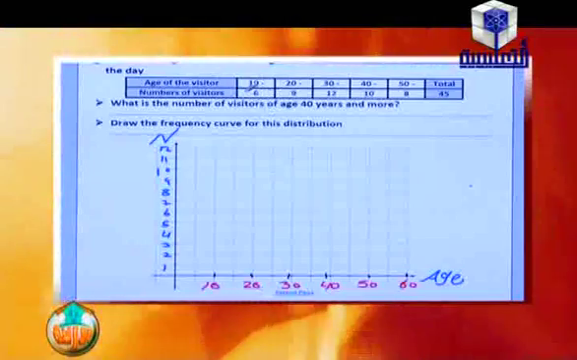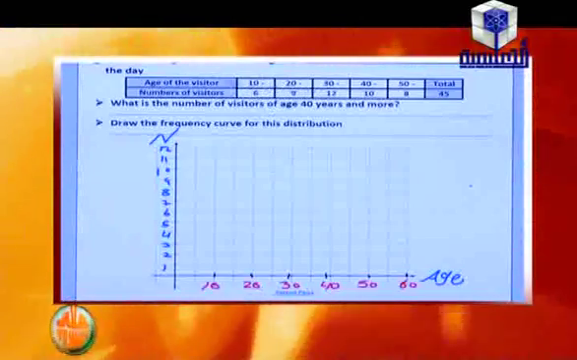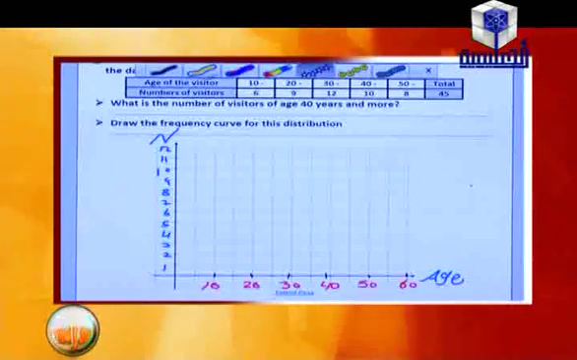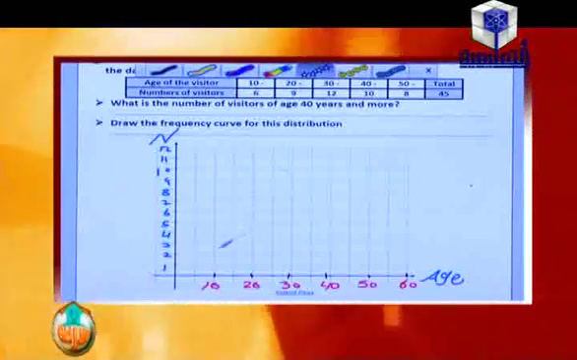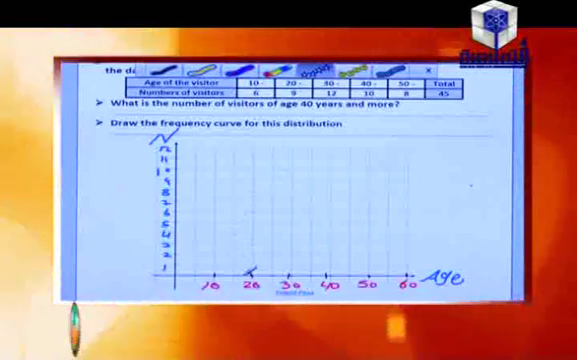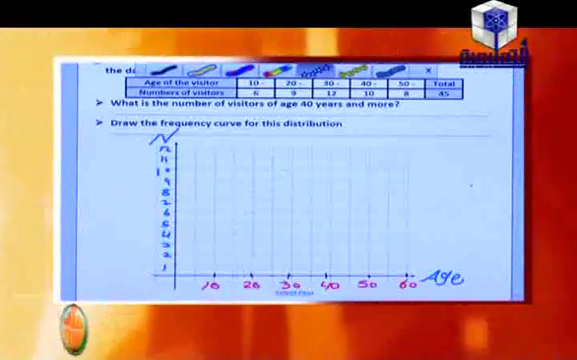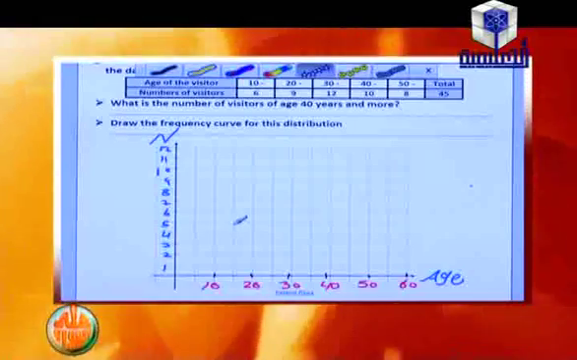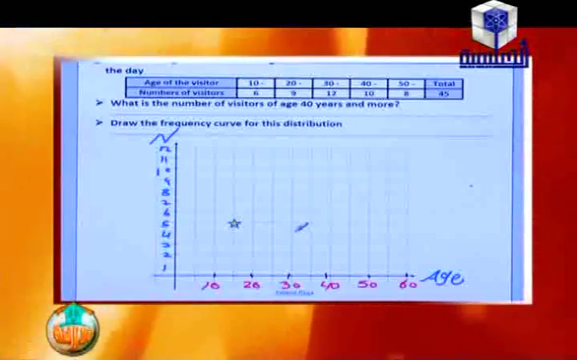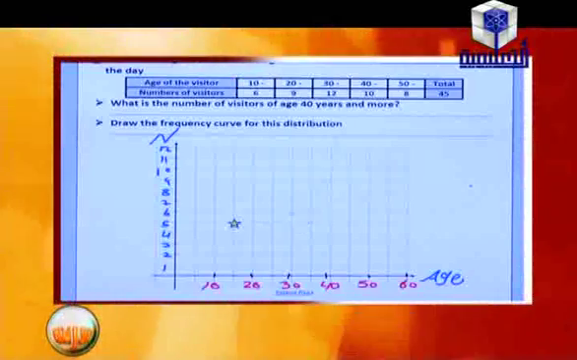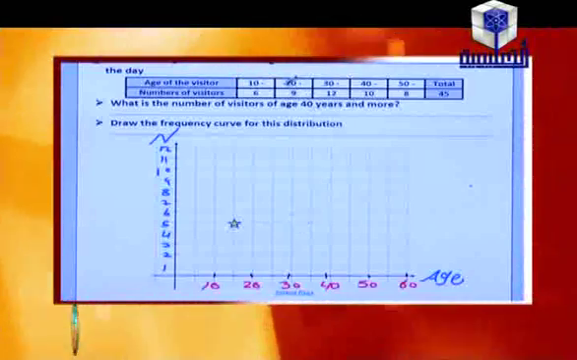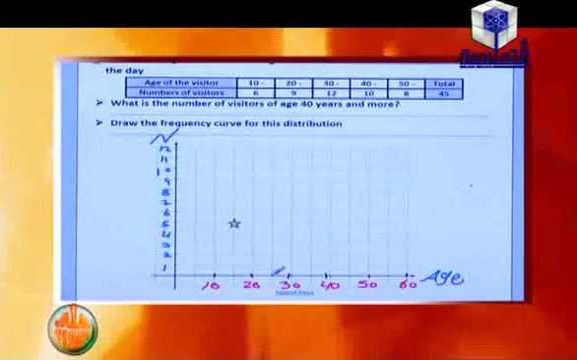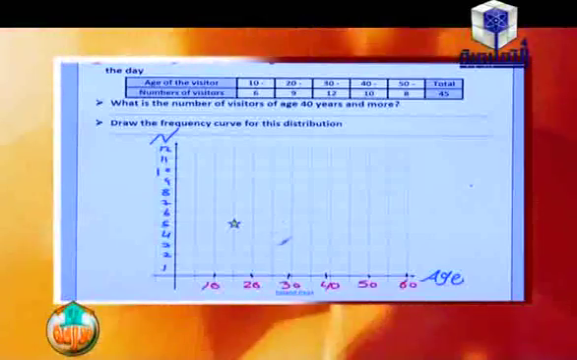The first one is 10 and 20, then the center will be 15. Then put here the first point, which represents 15 and 5. Put here the dots, 15 and 5 like this. Okay. The second point will be between 20 and 30. It will be 25 with 9. Then 25 with 9 like this.